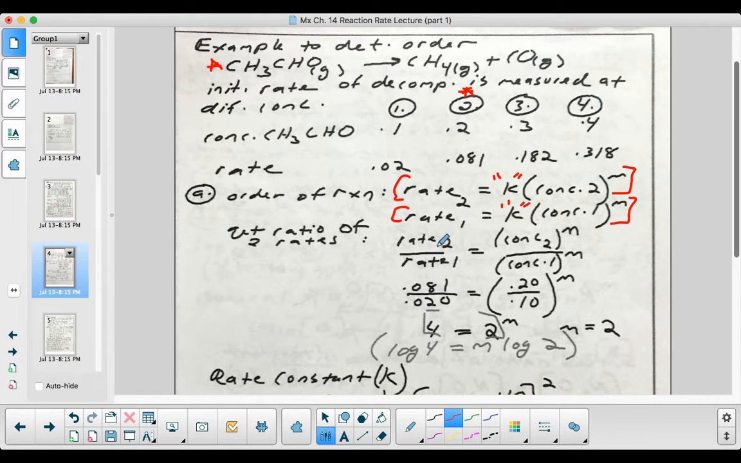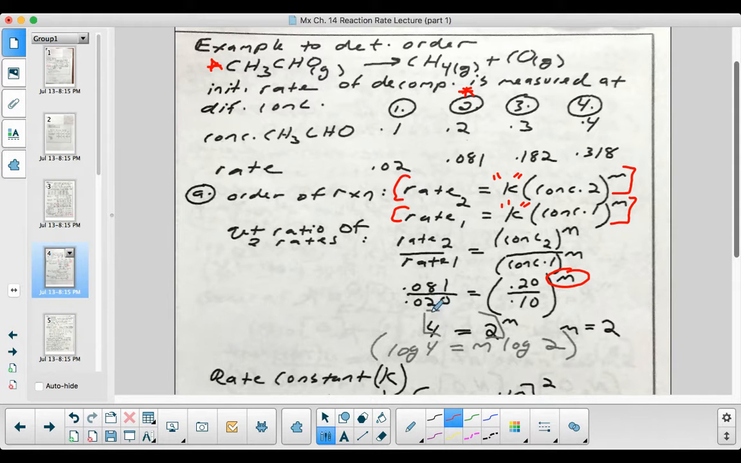So I'm going to plug in the values from my data table. So for rate 2, I'm going to plug in 0.081. And for rate 1, 0.02. And then I'm going to plug in the corresponding concentrations. So it's 0.2 for the second experiment, and it's 0.1 for the first. And those values are all raised to the power of m. So how do I solve for m? Because that's the order of the reaction. That's going to tell me by what factor this rate progresses based on that reactant. And there's only one reactant in this case.